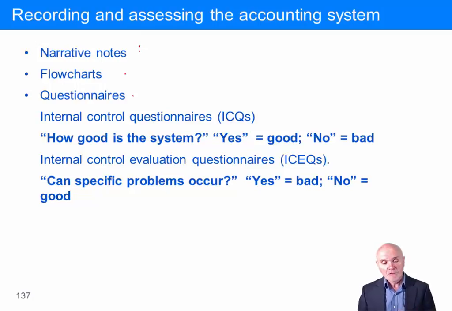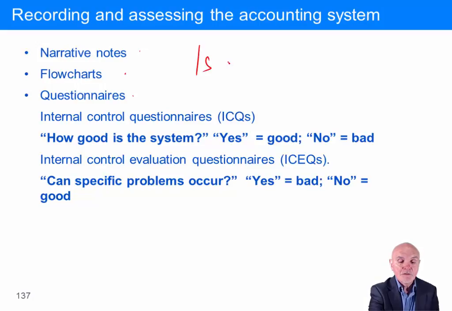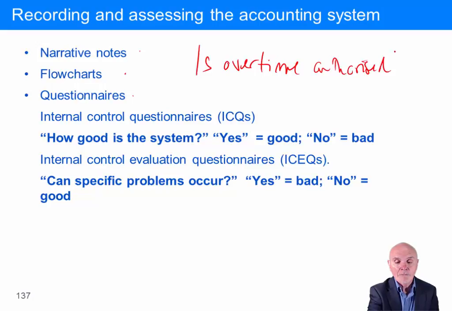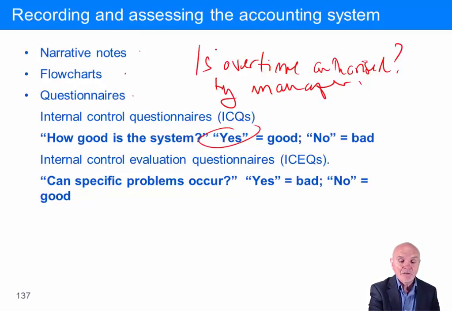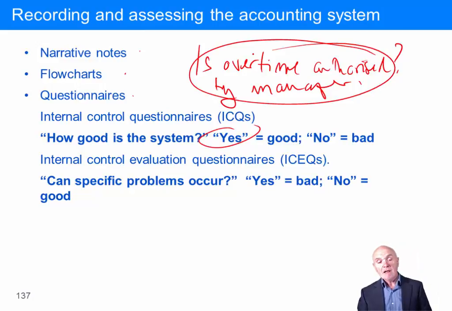And one sort of questionnaire is an internal control questionnaire. And there the answer yes is going to be good. So it could be, is overtime authorized by the manager? If you get the answer yes, there's a kind of a control which seems to be in operation here, and then you go and look at some overtime sheets or look at some time sheets and make sure all of them bore the signature of the manager.